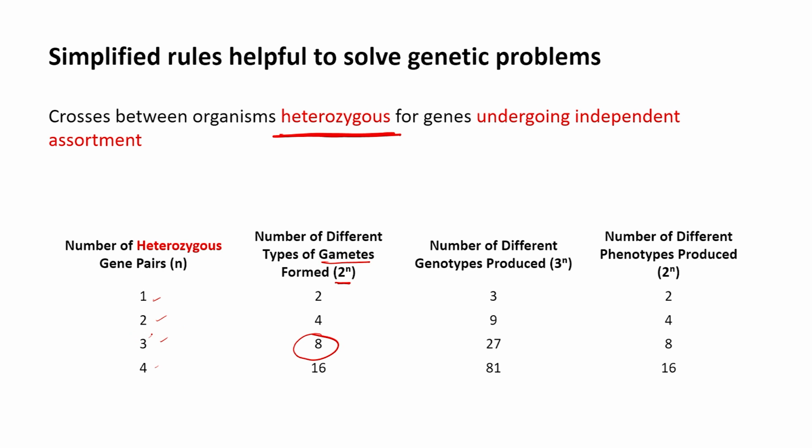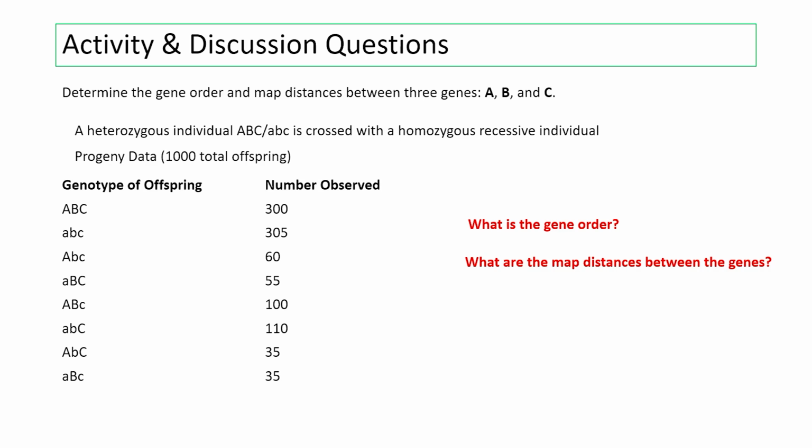So, for 3 genes in our example we have 8 combinations, and if somebody wants to know how many genotypes they are going to produce, the genotypes are homozygous dominant, heterozygous, and homozygous recessive. So, 3 to the power n is the number that we are going to get. And for the number of phenotypes, mostly 2 per gene, for example tall or dwarf, so 2 to the power n, which is 2, 4, 8, 16, depending on how many heterozygous gene pairs we have. So, with that I will end with this activity question.